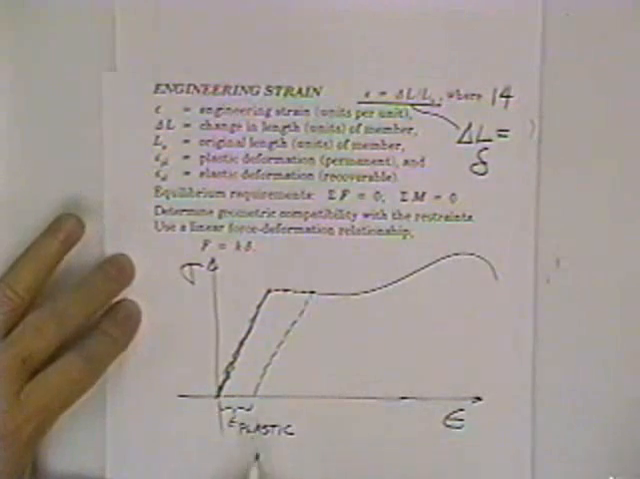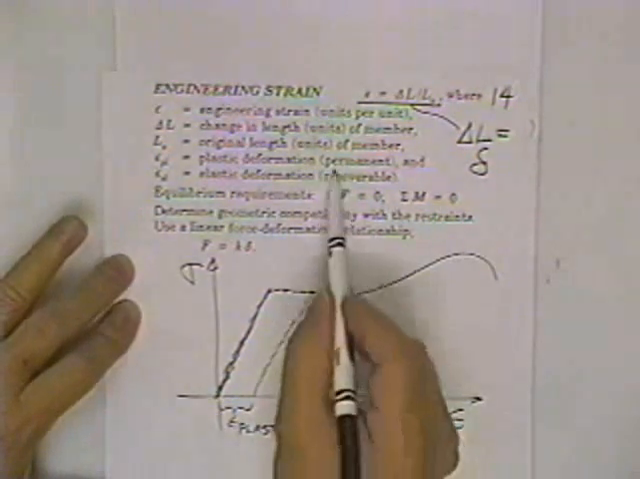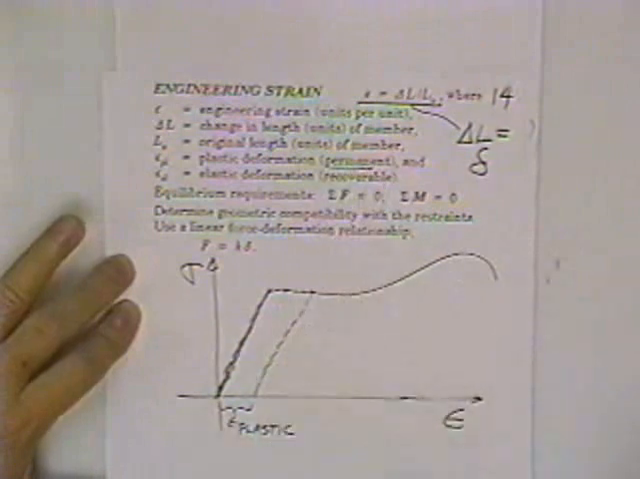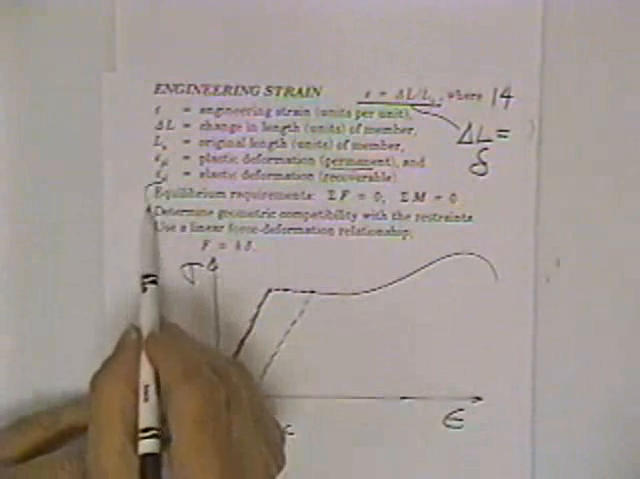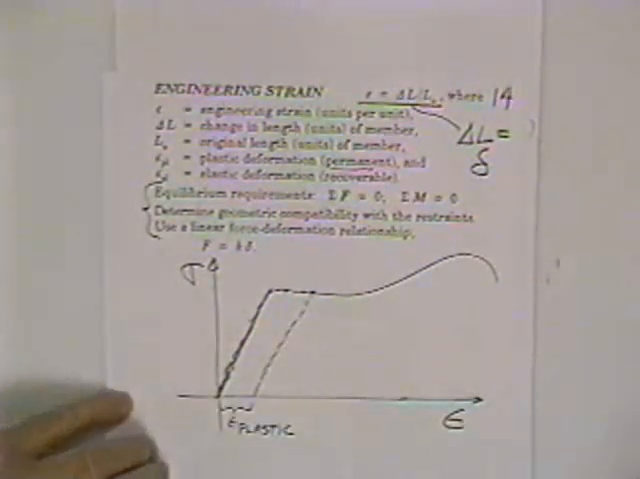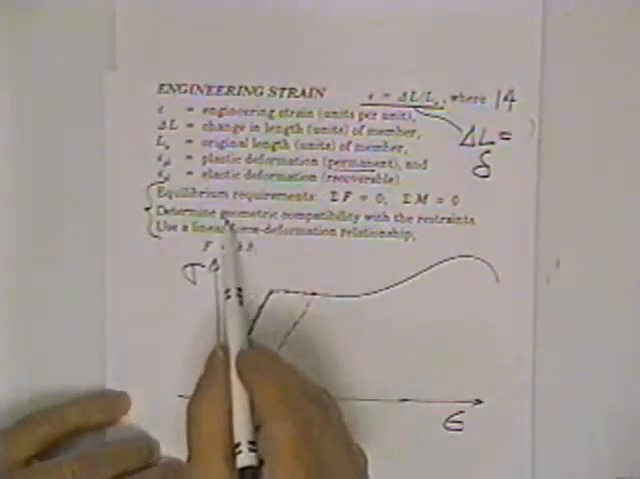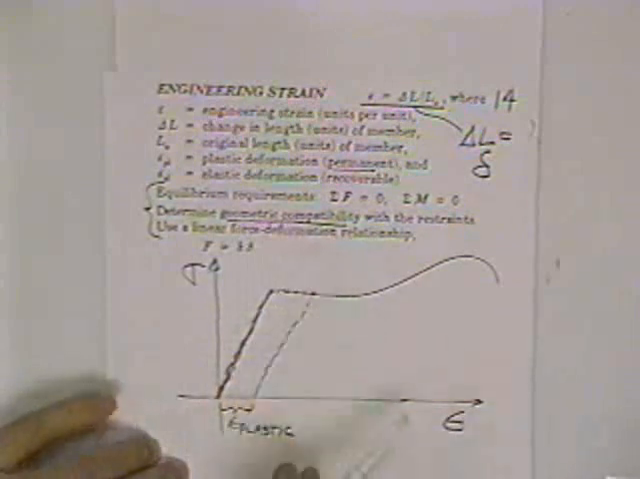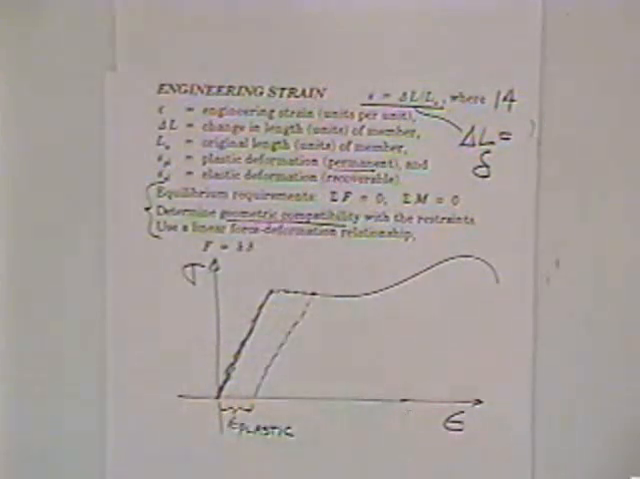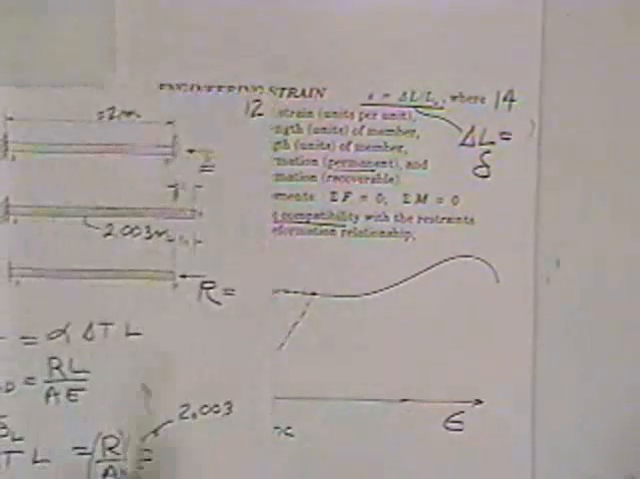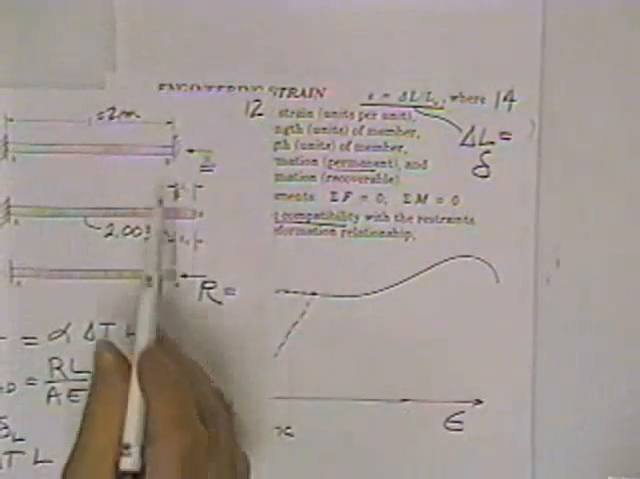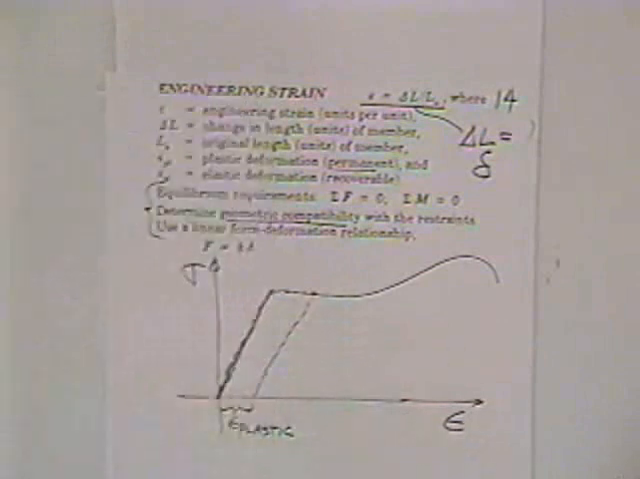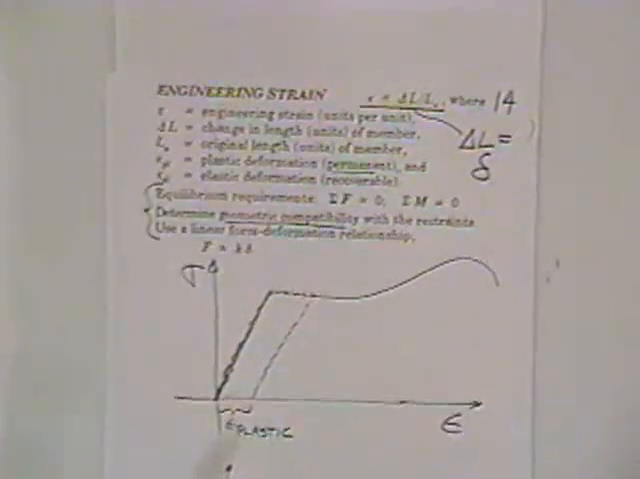And this is not recoverable, and that's what the notes here say. Permanent. Or the elastic deformation is recoverable. I'm not sure what this right here is for. Geometric compatibility is what we just did with this piece, where we made this end of the bar geometrically compatible with the wall. So perhaps that's what he's referring to, but it's in a rather strange place.